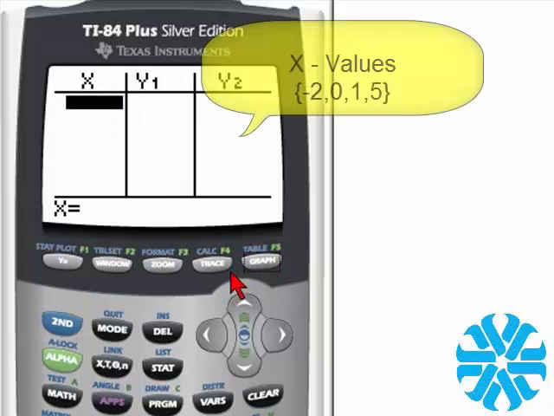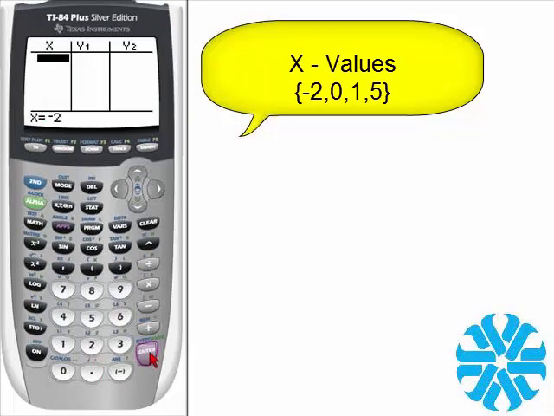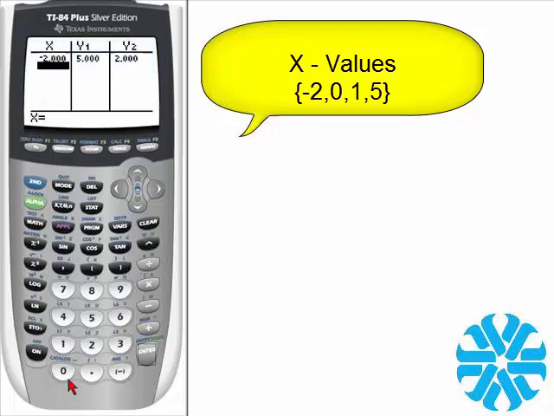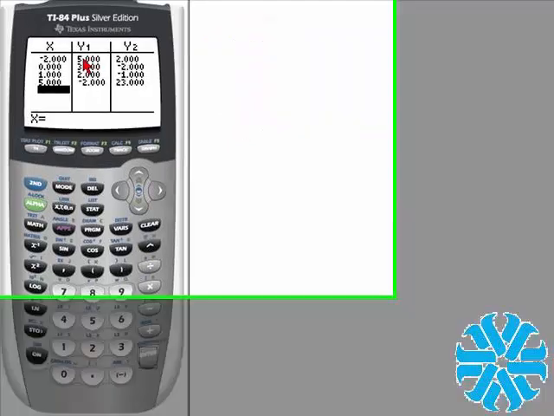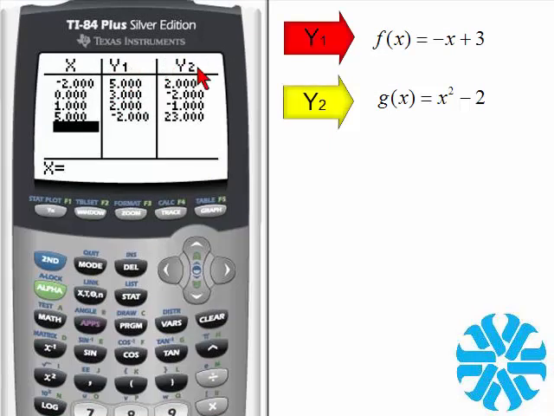Now the values of x that are going to be used are -2, 0, 1, and 5. So let's input these values. -2, enter. Now notice that when we substituted -2 in for x, it automatically gave back our y1 and our y2 value. So it's going to do that each time we input a value for x. So let's put in 0 and then enter, 1 and then enter, and 5 and enter. So here's the corresponding values for y1 and y2, and just remember this was our f of x and then this is our g of x.